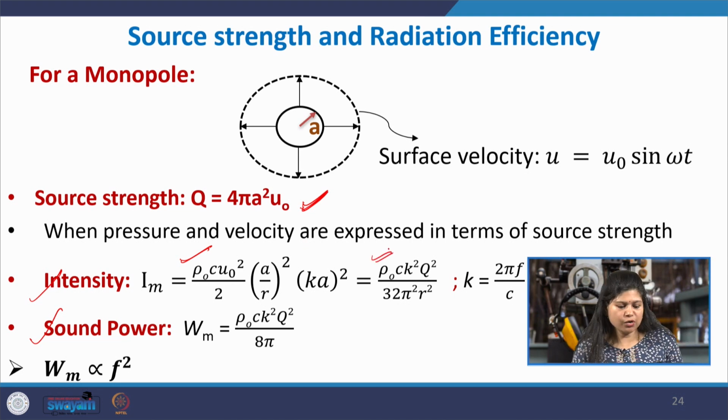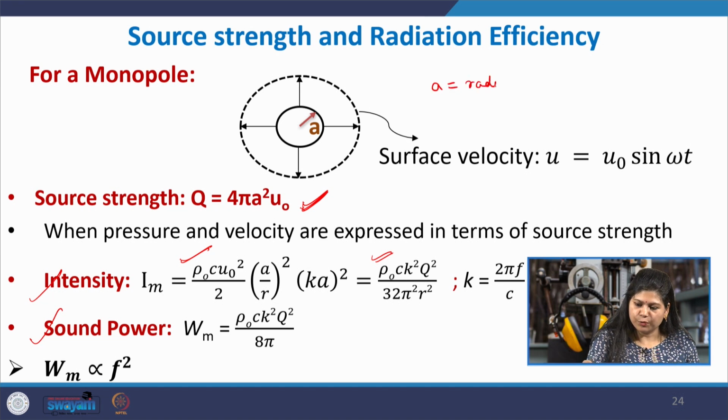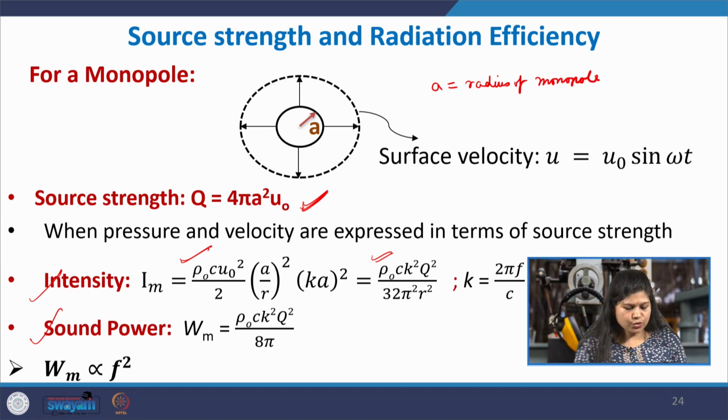This is the expression of the intensity and the sound power for these sources, in terms of A being the radius of the monopole. As you observe here, this Wm is directly proportional to the frequency square. Which means that as frequency increases, the amount of energy it is radiating would increase twofold times squared. So, if the frequency doubles, then the radiated energy quadruples and so on.